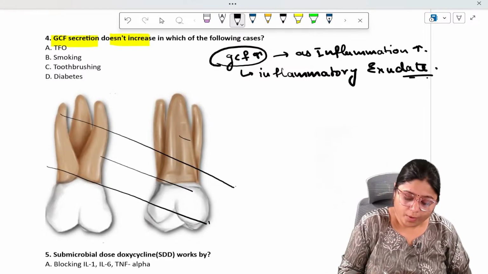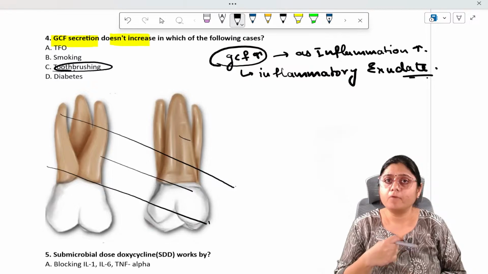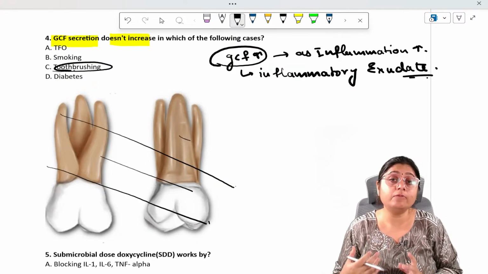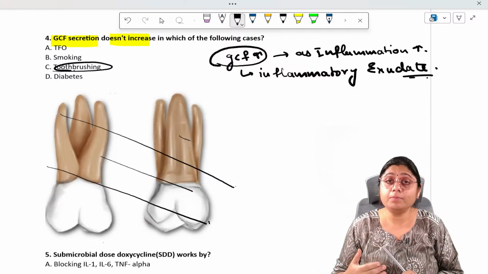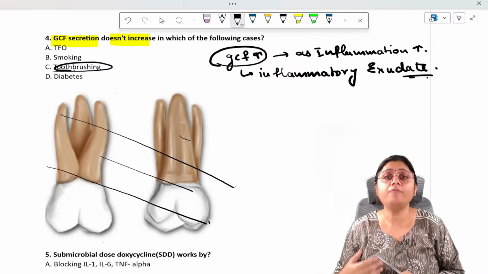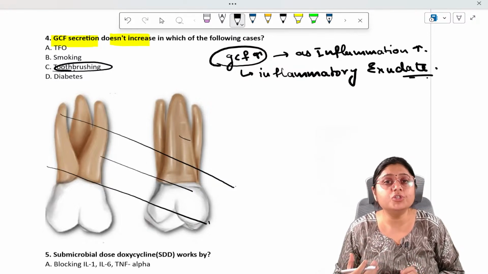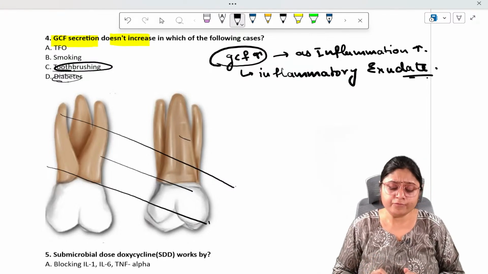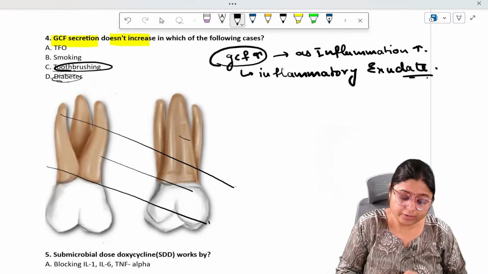Okay, so when we do toothbrushing, what are we doing? We are stimulating our gums. So what will happen? There will be an increase in GCF volume. Similarly, in diabetes, we see that diabetic patients mostly will have periodontal problems. These patients will have more gingival inflammation. So in such patients also the GCF flow increases. Now there are two options left, TFO and smoking.